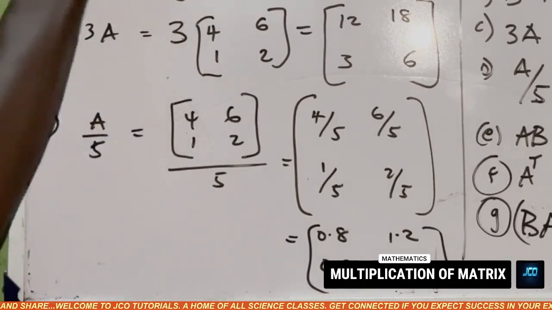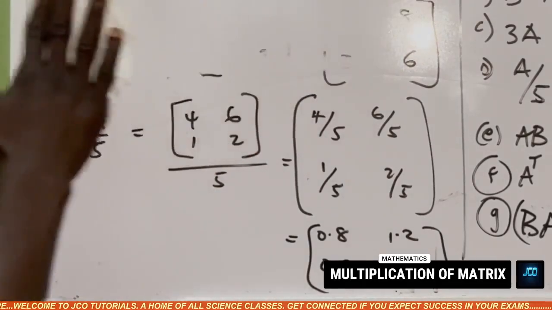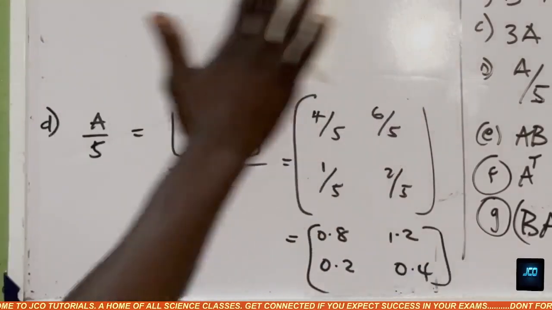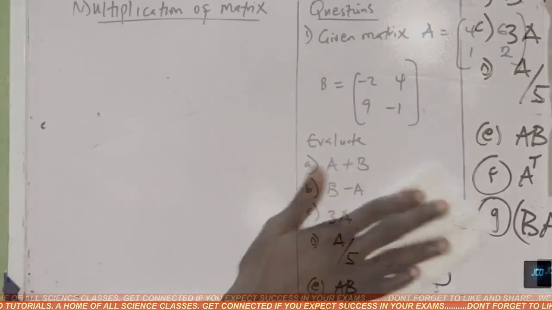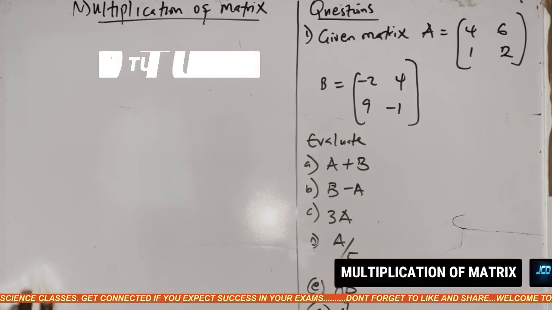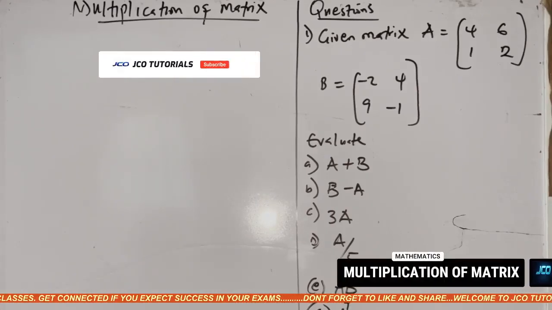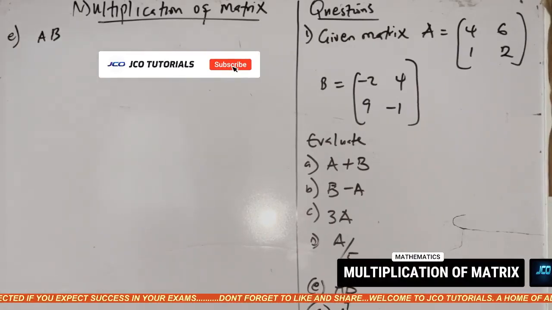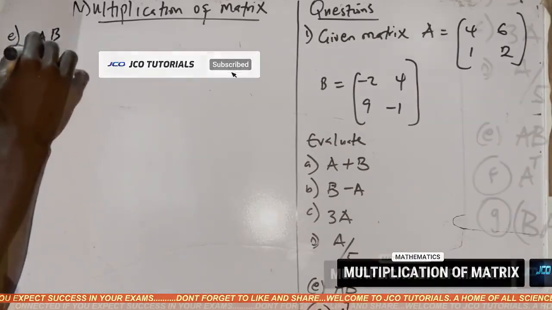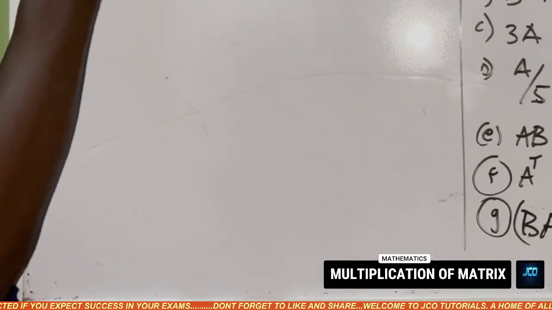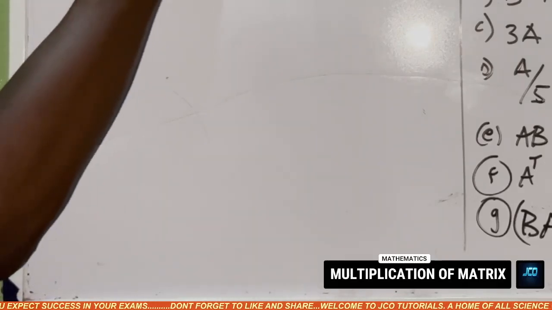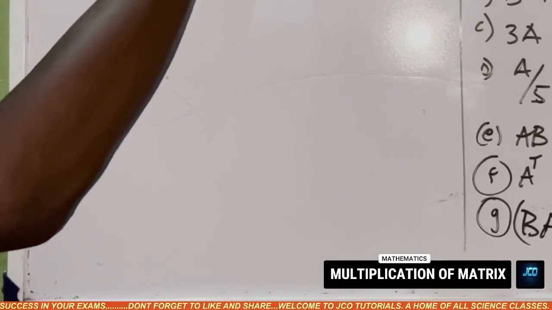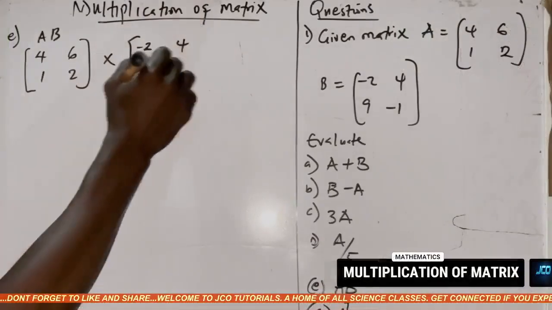Now to the main thing, which is the E parts. That is the main multiplication of matrix. Now you have here AB, which means matrix A times matrix B. Now how do we deal with this? Please take note, this is the technical aspect of this.